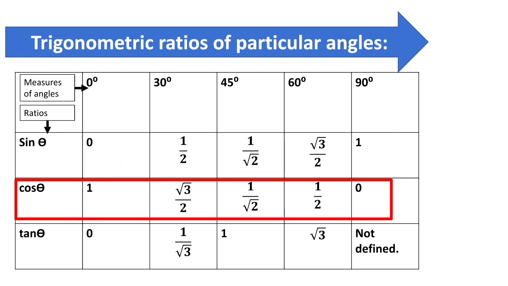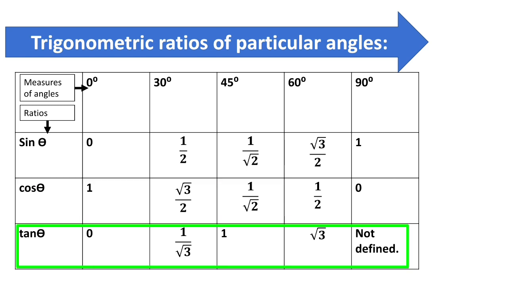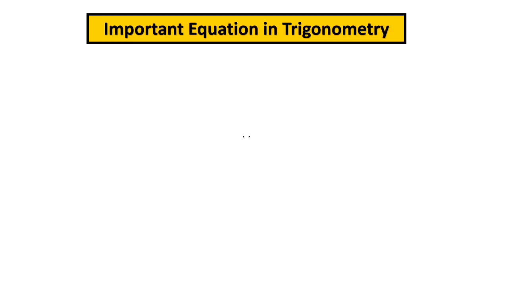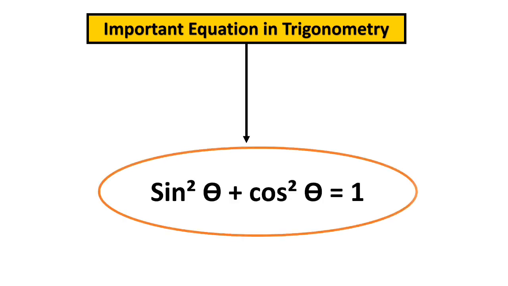In the same way the cos theta values and tan theta values are given, which we can use to find the value in particular questions. Important equation in trigonometry: one identity formula is given in your textbook. Sin square theta plus cos square theta equals 1. This is called the identity formula which we have to use in the given question.